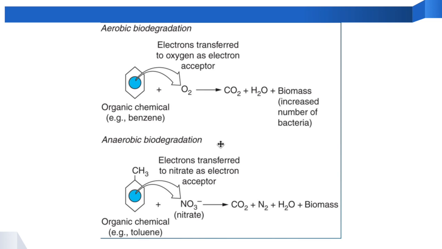And anaerobic biodegradation is a similar process. Instead, you don't use oxygen because remember, anaerobic means no oxygen, and aerobic means it uses oxygen. So instead of oxygen, electrons are transferred to nitrate as the electron acceptor. For example, here we have toluene, and the products are carbon dioxide, nitrogen, water, and biomass, which are all safe for the environment. These are just two examples, but there are many different kinds of reactions and products that can be found through both aerobic biodegradation and anaerobic biodegradation processes.